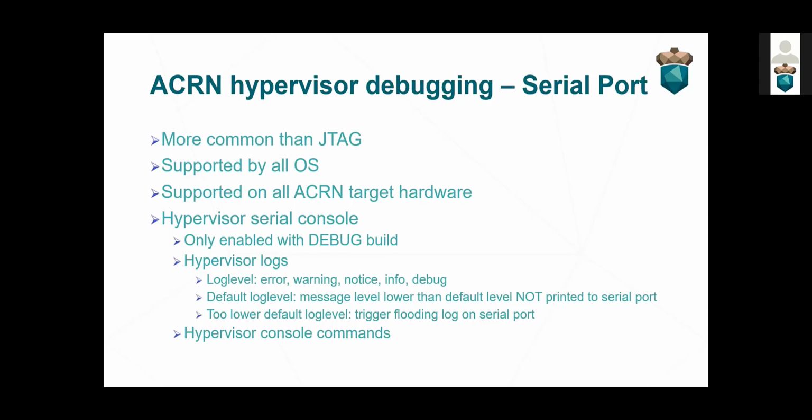All the messages lower than the default level will not be printed out to the serial port, because we don't want to flood the serial port with just debugging messages. But if you try to debug something, you could change the default log level, so you could allow more debug messages to be printed out to the serial port, according to your own debug requirements.